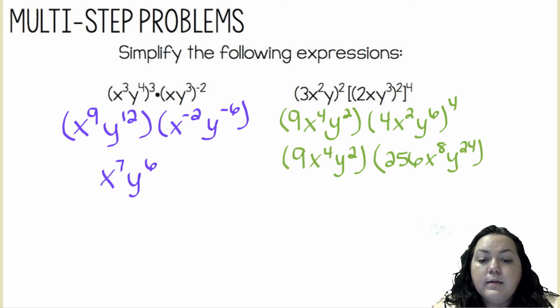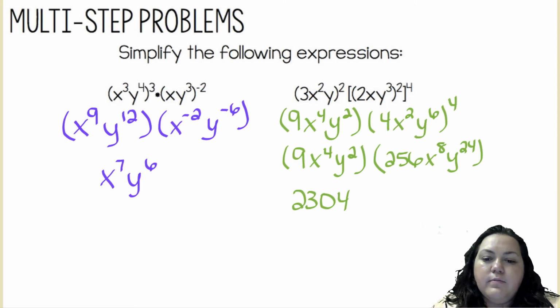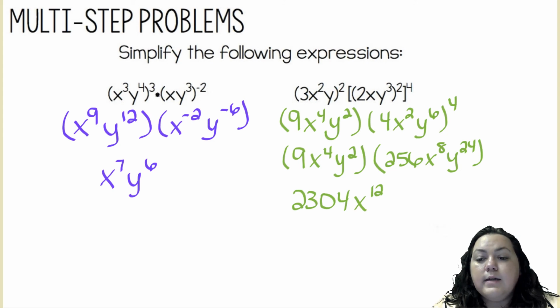Now I'm multiplying, so now I'm going to add the exponents. Always go down a level. Okay, so 9 times 256 is 2,304. X to the fourth times x to the 8th would be x to the 12th. Y to the second times y to the 24th would be y to the 26th.